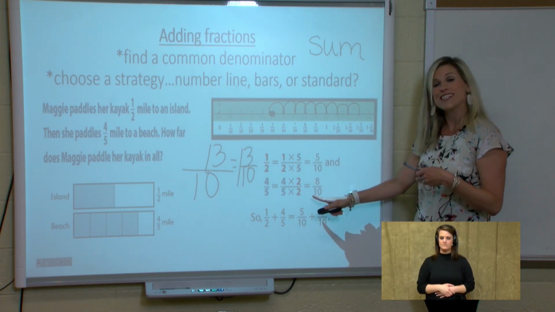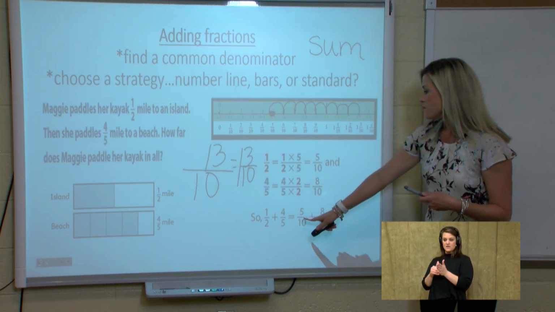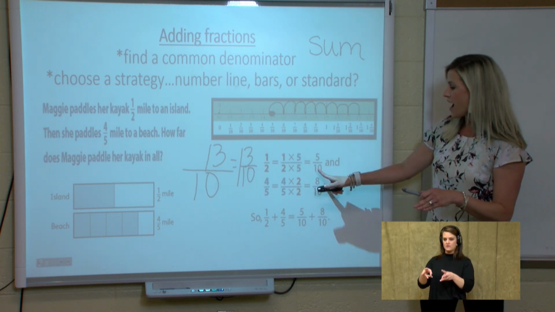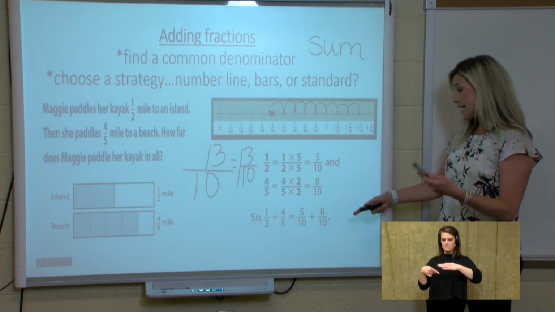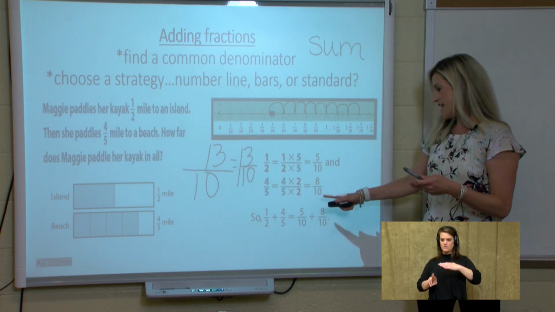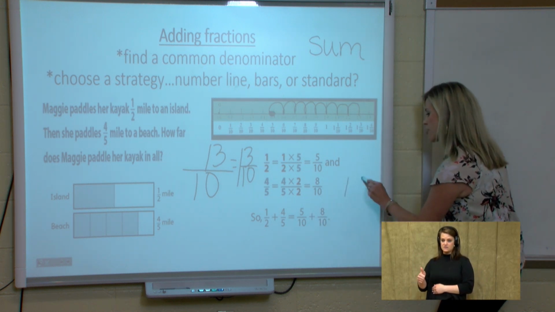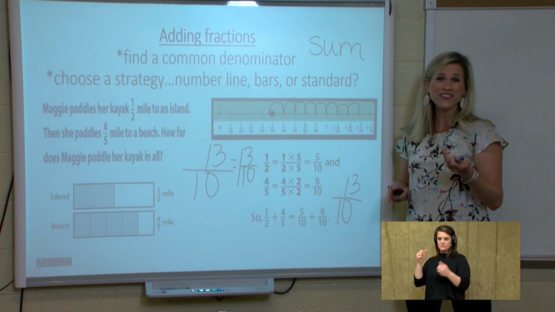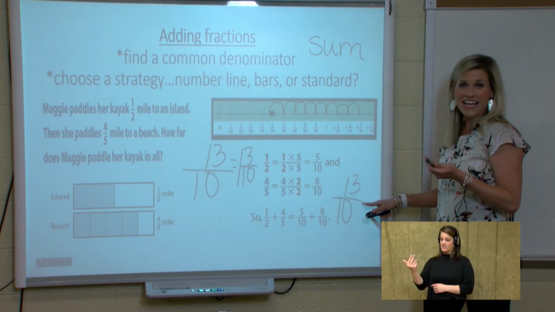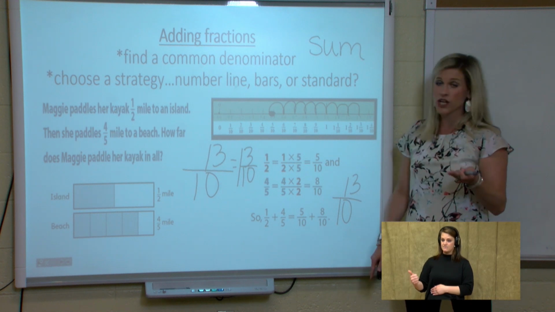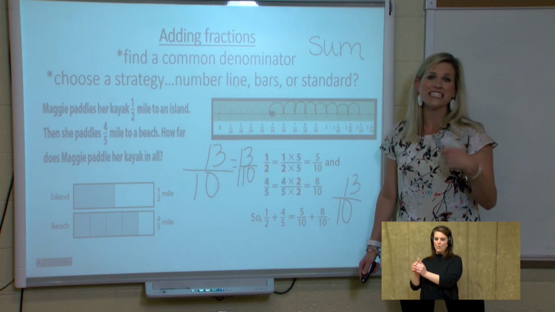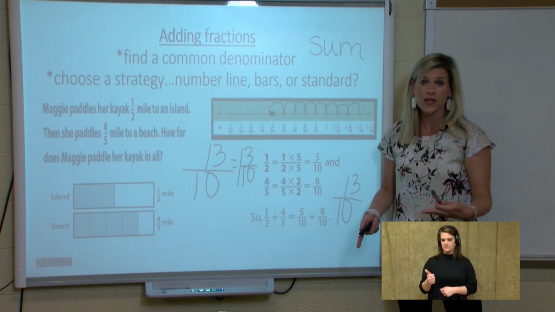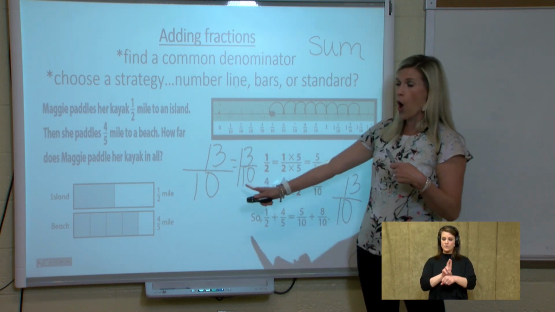Down here, you can see again that this is the standard way to do it, to find that common denominator. Again, 5/10 and 8/10 is 13/10. Don't let that scare you. 13 divided by 10 is 1 whole with 3 of the 10 parts left over, 1 3/10. We can also use bars.